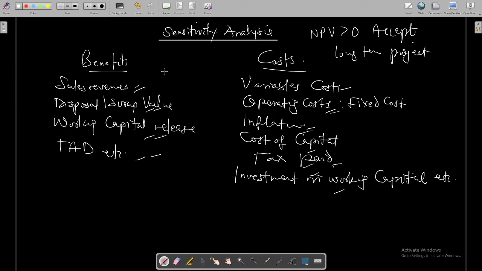What sensitivity analysis seeks to ask is very simple. What if? What if any of these variables change over the long term? Would the project still be viable or worthwhile?